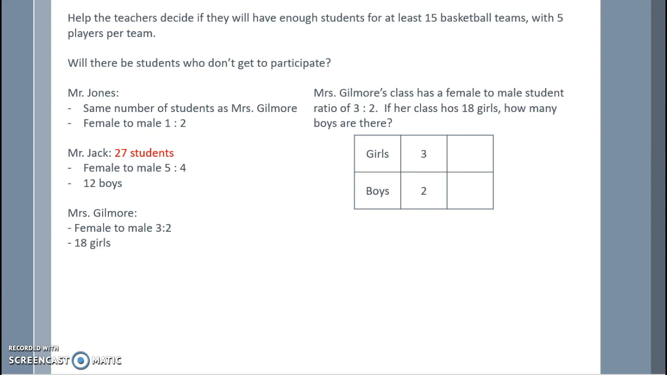If her class has 18 girls, how many boys are there? So we have a 3 to 2 ratio. We know this time that we have 18 girls, so I can build to 18 by multiplying 3 times 6. So therefore, 2 times 6 gives us 12. Her class has a total of 18 plus 12, so 30 students.